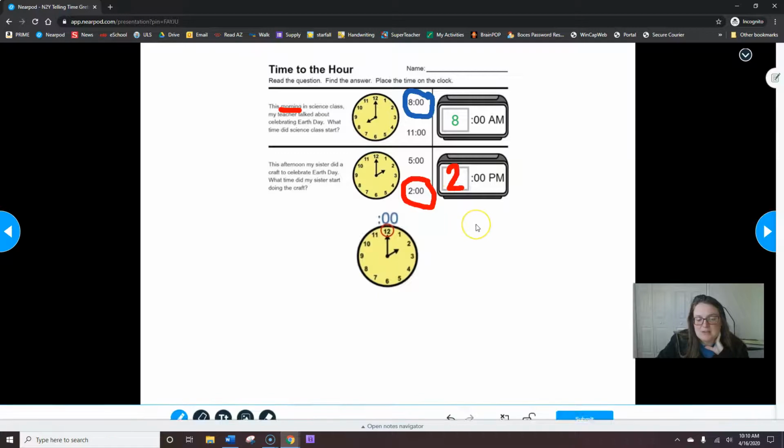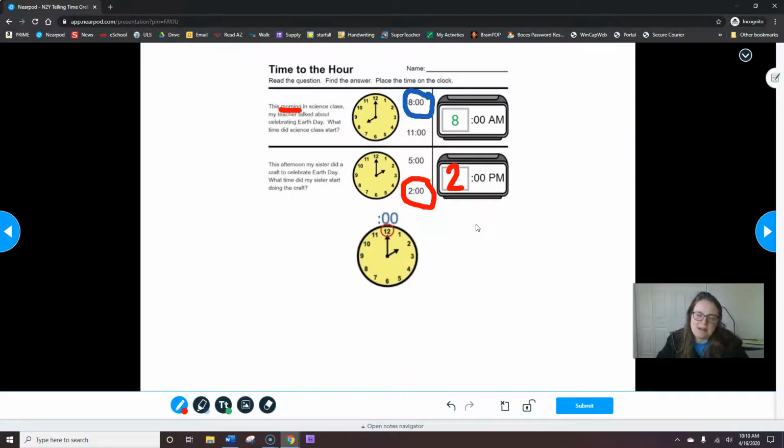So we're going to circle 2 o'clock and put a 2 in the box. You can write it or type it. I know it's a little hard to write on this program. So it says afternoon, and that's why it says 2 o'clock p.m. When you're done circling 8 and 2 and writing 8 and 2, you hit submit. Great job telling time to the hour.